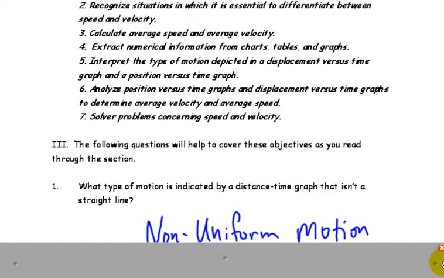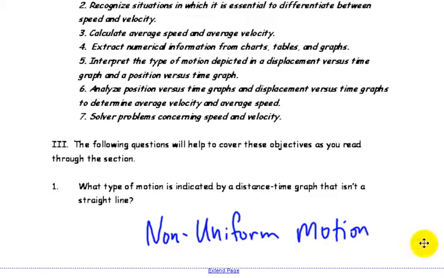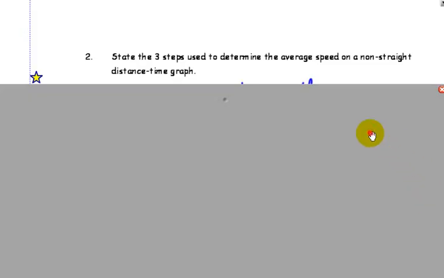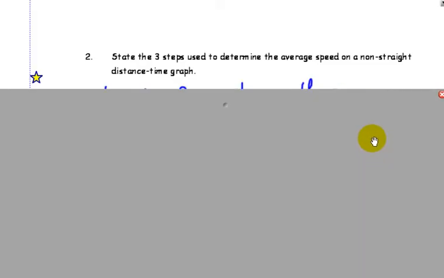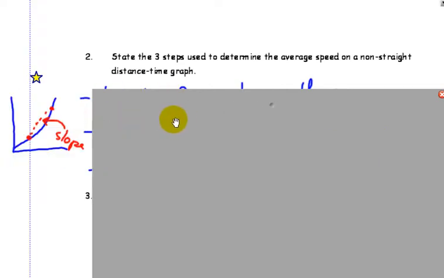So what type of motion is indicated by a distance time graph that isn't a straight line? In this case we're looking at non-uniform motion. So we're not going at a constant speed or velocity, we are in fact changing. If we have a graph which illustrates some real-life situation and it's an average speed scenario in which we're speeding up, slowing down, not moving at uniform speed, it could look something like this. It could be a curve indicating acceleration.